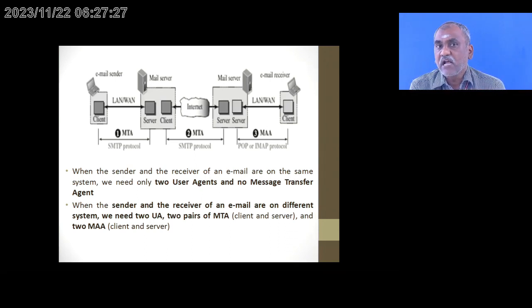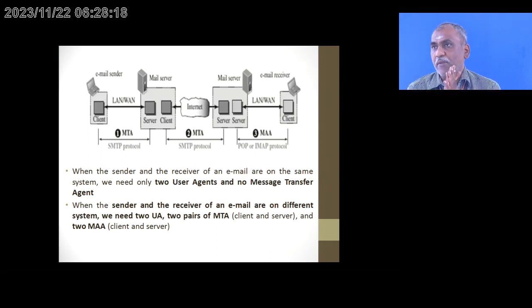In the first case, the sender and the receiver of an email are on the same system. I am in BCA and I want to send a mail from BCA to commerce, within the college campus or institution. In this case, the client and the server are on the same system. We need only two user agents: user A, that is BCA, and user B, the commerce department. There is no need for an MTA, the message transfer agent, because there is no need to transfer the message; it is simply one server.